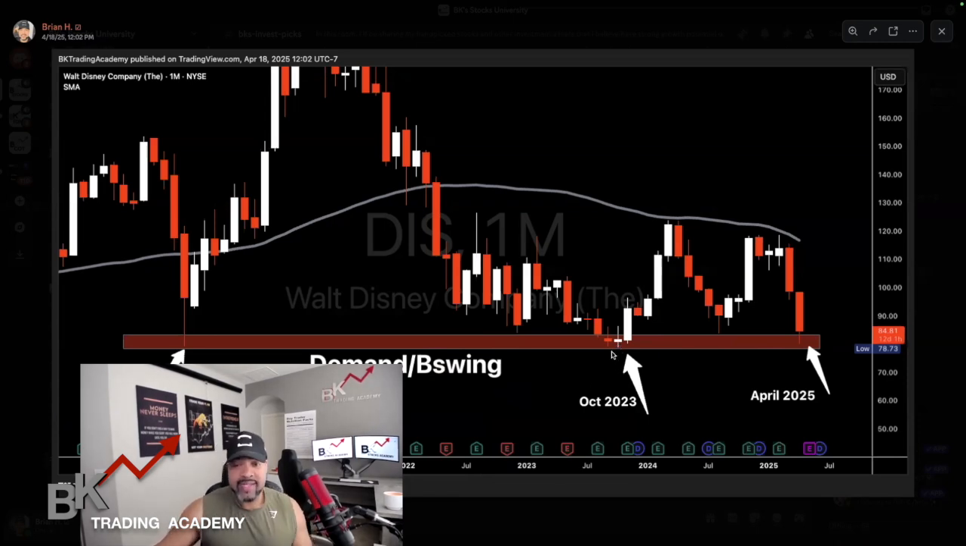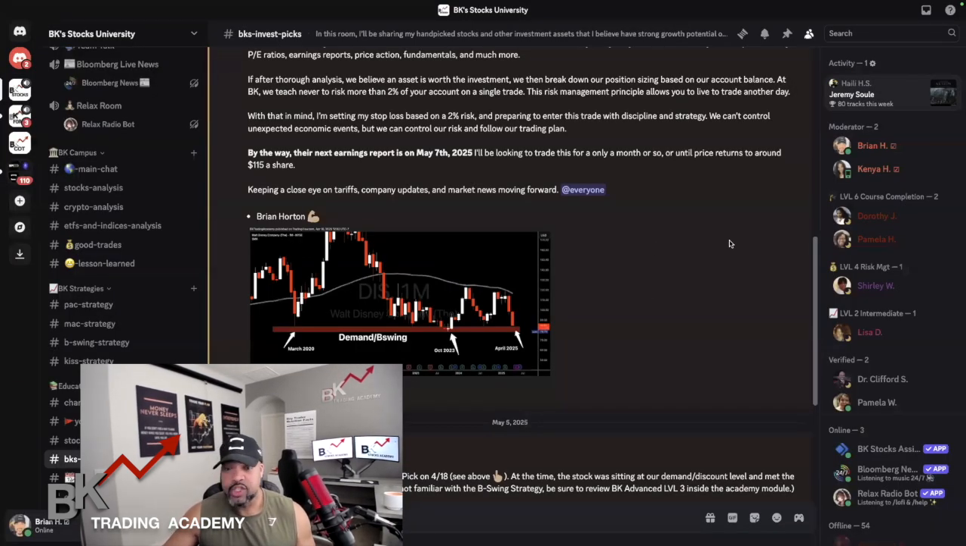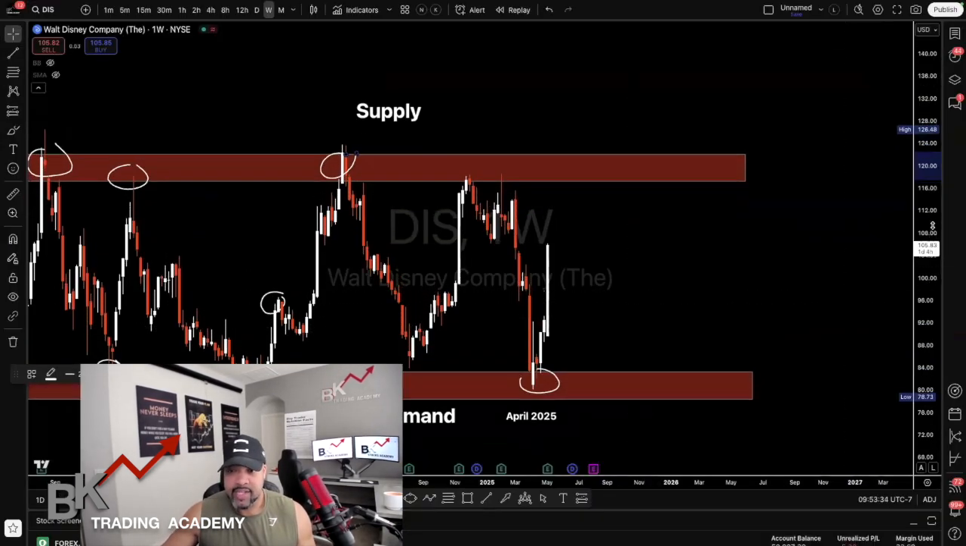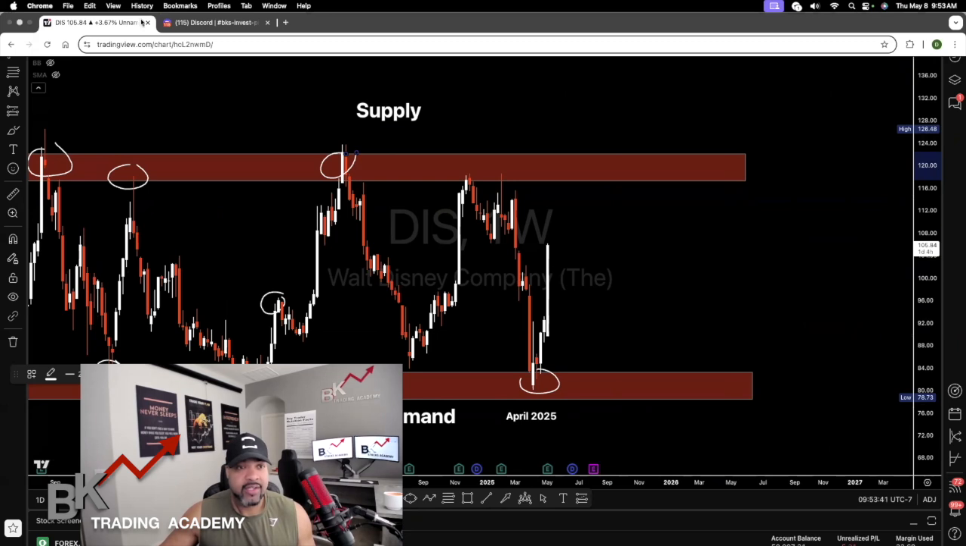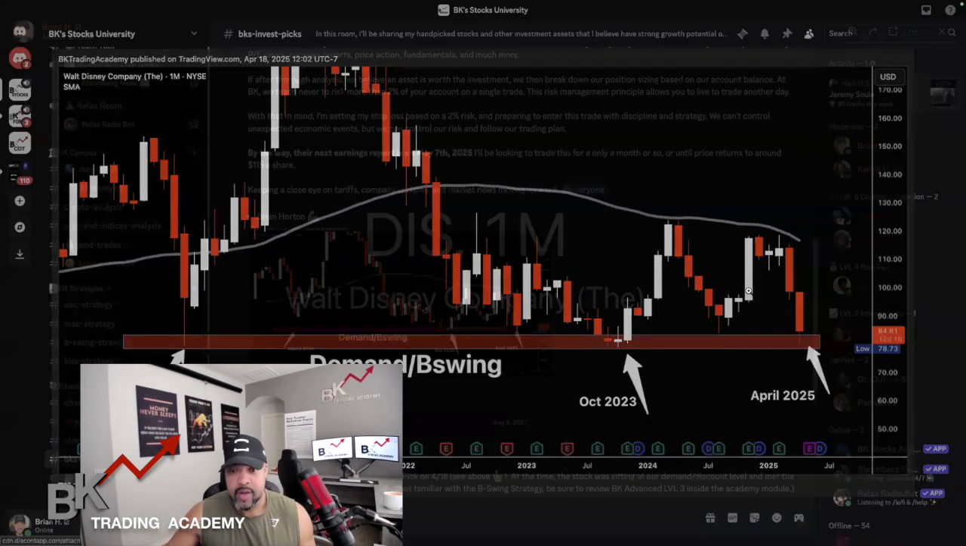At this time, price came here last in October 2023, and then it retested in April 2025. So those who are in our Stocks Academy profited really well if they took this trade. Now, if we fast forward to today, which is May 8th, look where price is currently at. It is currently trading, if you look on the right side of my screen, $105.83.